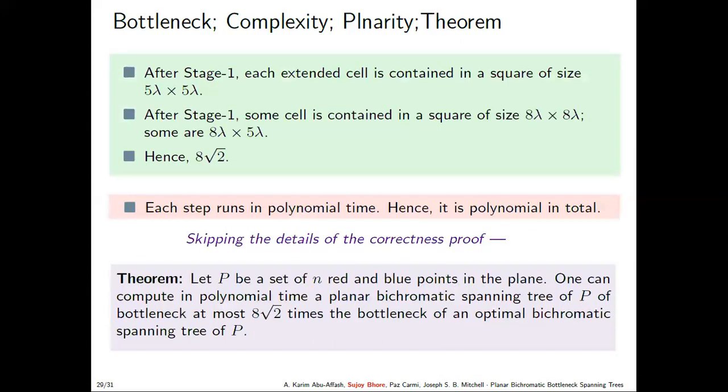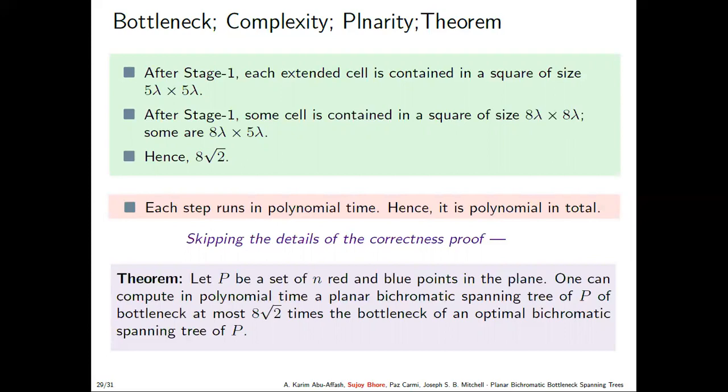Okay, so I have almost reached the final slide, which is the bottleneck complexity and the planarity theorem. After stage 1, every cell is contained in a square of size 5 lambda times 5 lambda. Then after stage 2, some cells are contained in a square of size 8 lambda times 8 lambda, and some are in 8 lambda times 5 lambda. Hence, in total, it will be 8 square root 2. Then every step of this algorithm is done in polynomial time. Therefore, in total, it's a polynomial time algorithm.